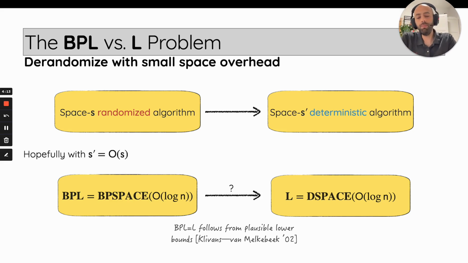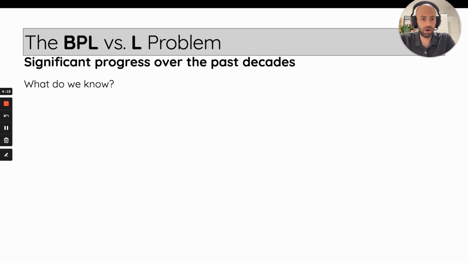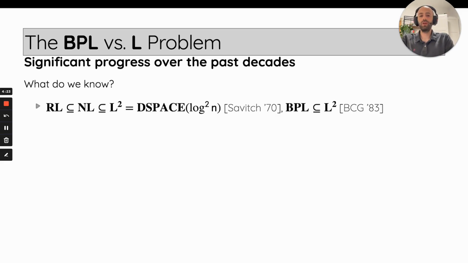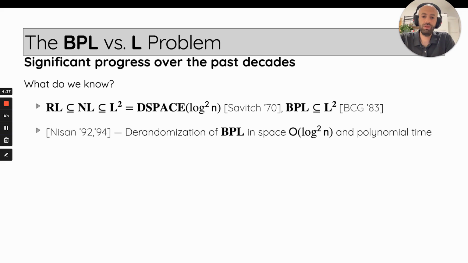But unlike the time-bounded model, we do have explicit results and, in fact, significant progress over the past decades. So what do we know? First, we can extend Savitch's result and show that BPL lies in L squared, which is D space log squared n. Nisan gave a de-randomization of BPL, which works in space log squared n and simultaneously takes poly time, and this uses Nisan's generator, which we will talk about very soon.